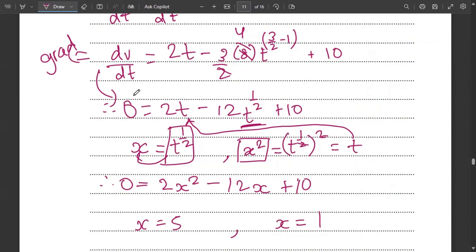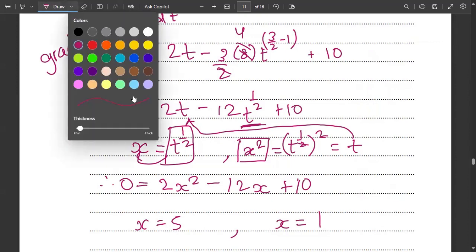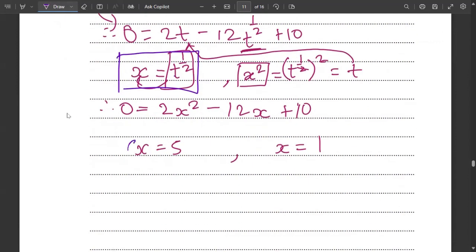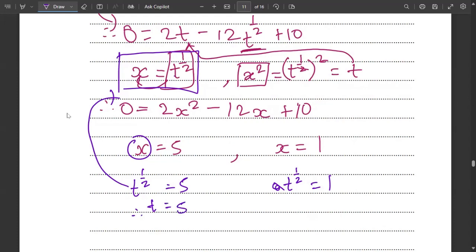Now we can't go with x individually because x does not mean anything to us. What means something to us is t. So instead of x, I will write t raised to 1 by 2. Why? Because x is equal to t raised to 1 by 2. Same here, t raised to 1 by 2 is equal to 1 or is equal to 5. Therefore, t will be equal to 5 squared. Therefore, t is 25 seconds, or t is equal to 1 squared and t is 1 second.